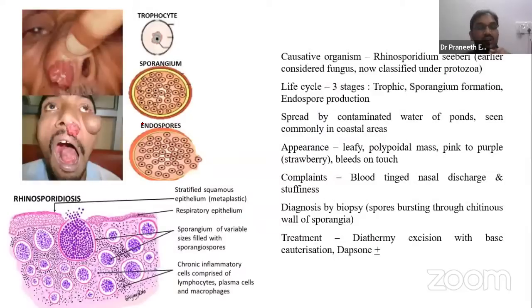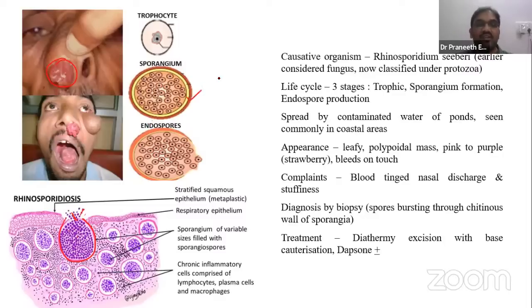Next, coming to rhinosporidiosis. Yes, it is mostly seen in the coastal areas. You can see a strawberry-like tumor arising from the nasal vestibule. On histopathology, you can see the sporangium with its endospores all coming outside. The endospores are the infective stage in this case. This is now classified under protozoa, earlier classified under fungus, right? There are 3 stages of the life cycle, it's a leafy polypoidal mass, and diagnosis is by biopsy. During treatment, you should remove the tumor by excision with cauterization of the base.